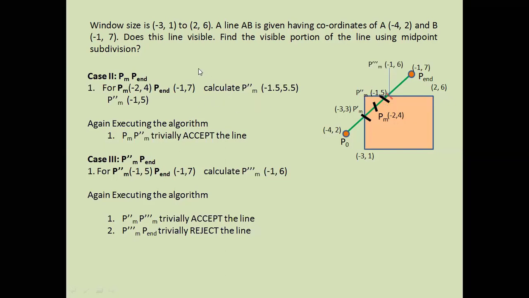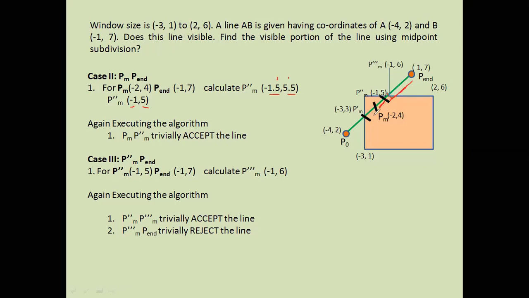After calculating, we are getting the point (-1.5, 5.5), which is rounded off to the lower value, that is (-1, 5). So it is coming somewhere inside the screen, inside the window. Some part is still left, you can see from here. So again we have split it into two parts, this part and this part. Two parts are there of the line.